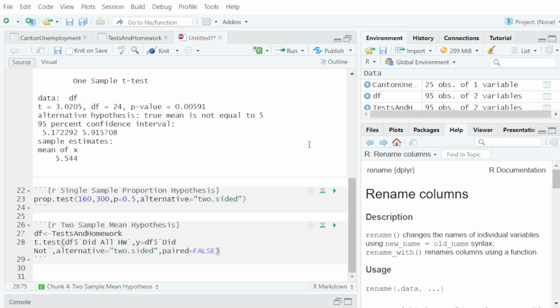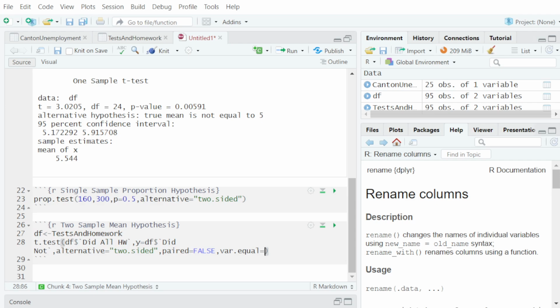So in a case like this where I did not try to create such a design, this is not a before and after. I did not try to make sure that everybody who didn't do all the homework had a natural pair with somebody that did all the homework in terms of other things that I care about. No, pairing is not going to make sense here. The other thing that you can possibly use is var dot equal.